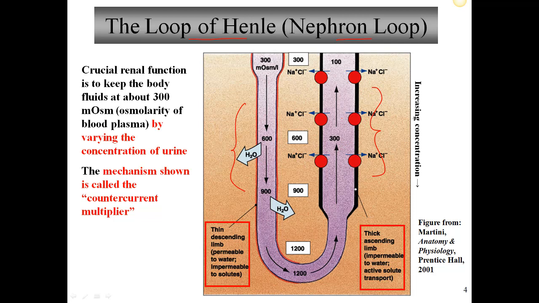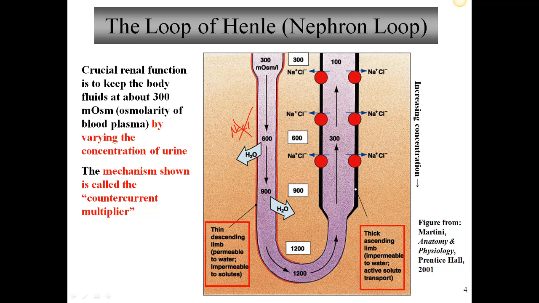We use the term ascending to refer to fluids that are moving back up toward the cortex. So you see by the arrows here that this fluid is moving down toward the medulla, so we call this the thin descending limb. Very importantly, this thin descending limb is permeable to water. And we mentioned this before, it's permeable to water but not to salt. So we cannot take any salt out of this tube.